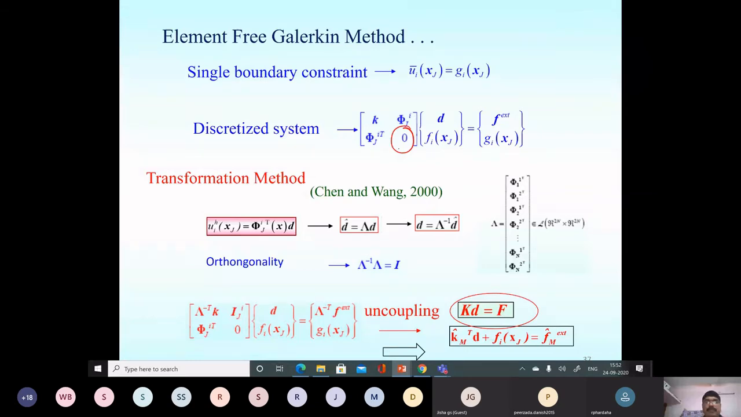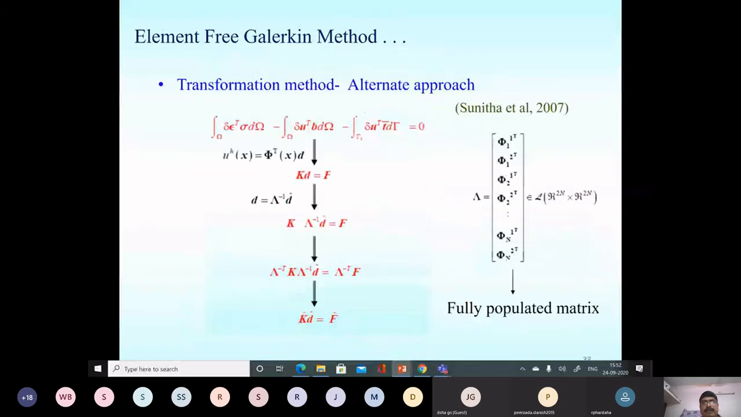This is the transformation. He wrote the relation between d and d-cap as d-cap equal to gamma inverse d, and this gamma is a fully populated matrix. Then you just multiply this. This is an orthogonal matrix, so you can uncouple the equation into two, apply the boundary condition, because it is written in terms of d. This made these people, Chen et al., think about applying it directly. Instead of doing all these things, why can't we apply it directly, as in FEM?